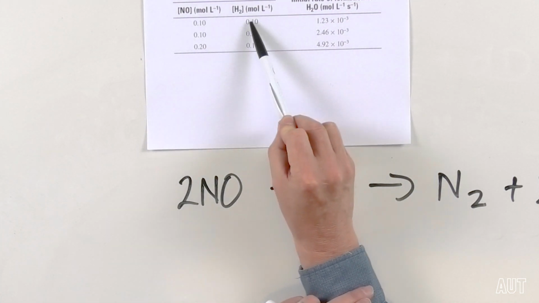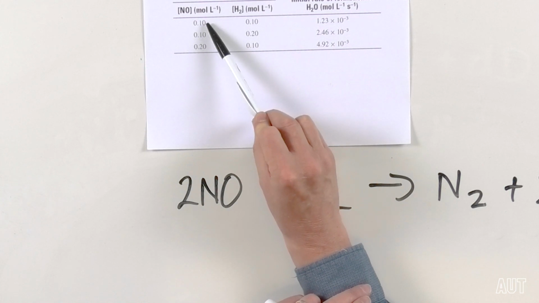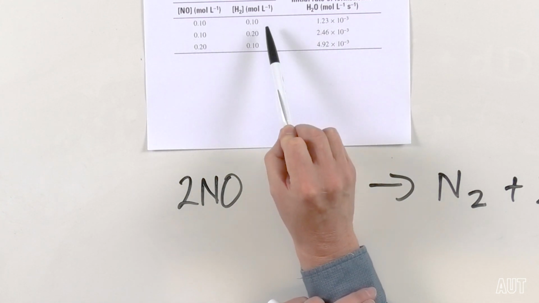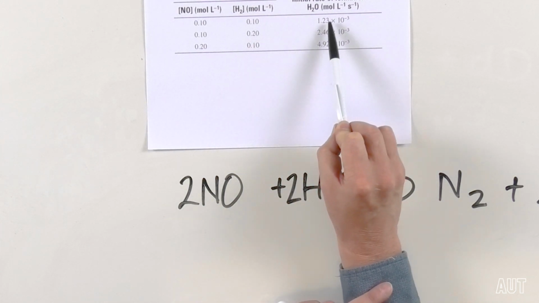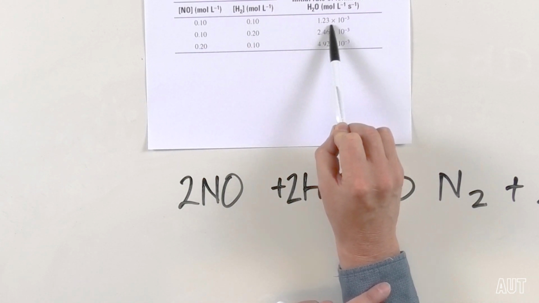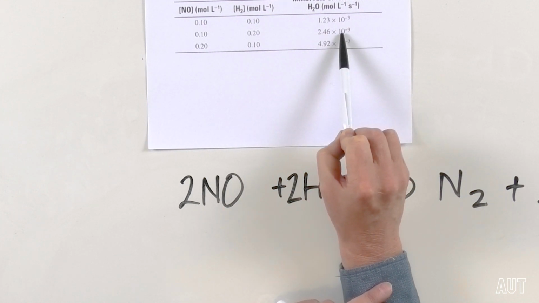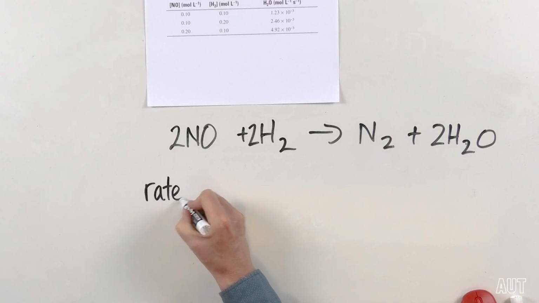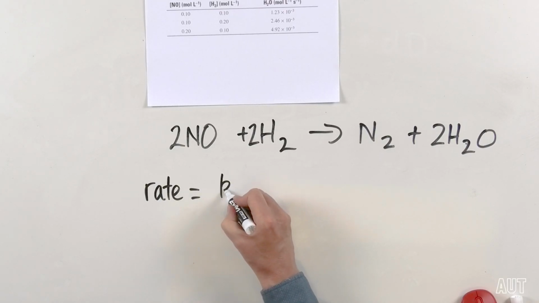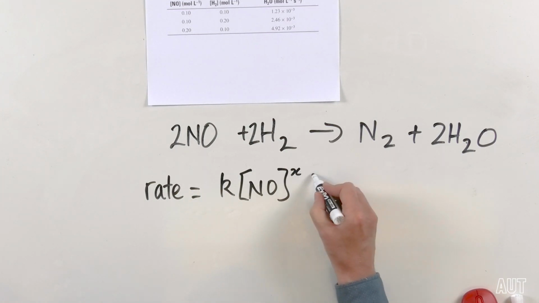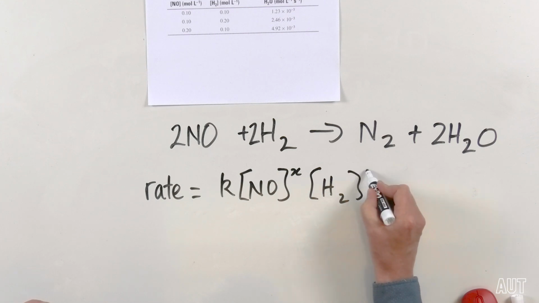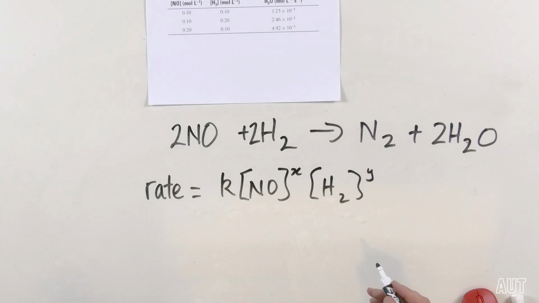So you can see from these first two pieces of data here, what is happening is that we're keeping the NO concentration constant and we are doubling the H2 concentration. And when we do that, the rate of the reaction goes up by a factor of 2. Okay, so what is that telling you? Well, remember we're going to have a rate law that looks something like: rate of reaction is equal to k times the NO concentration to the power of x times the H2 concentration to the power of y. Okay?